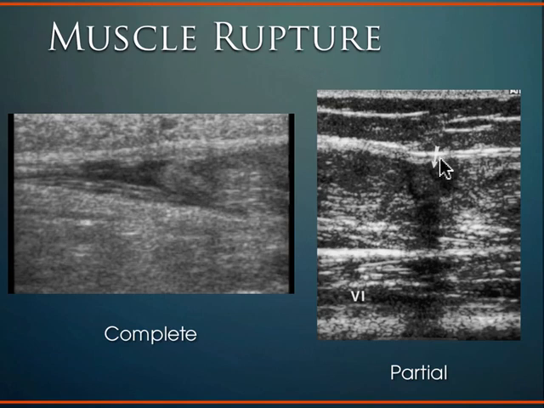Partial tear, you're going to see maintenance of those connective tissue fascial planes, but you're going to see that kind of intrasubstance partial tearing of the muscle. Again, just disruption of the muscle tissue and maybe localized hematoma.